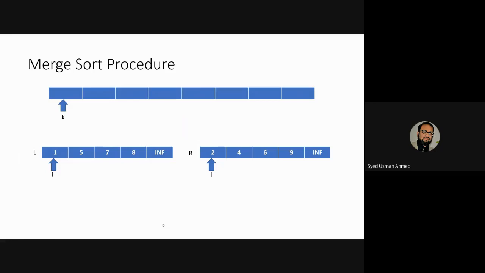The first is I, which is the starting pointer of L. The second is J, which is the first pointer of R, and there is a pointer called K, which is pointing to the first location of the original array. Now the workflow says I will keep on comparing I and J, and whichever is lesser, I will put that value into the position pointed by K and increment the value of I and increment the value of K, right? If R is lesser, I will put the R into that K position and increment the pointer J, right?